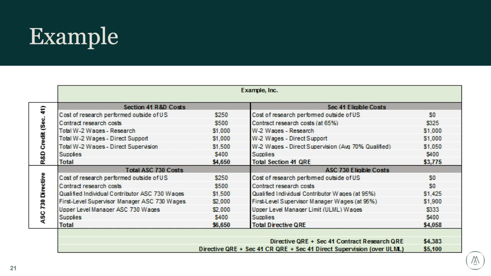I think that brings us to our next polling question. All right, our third question, true or false, applying for certification under the ASC 730 directive limits the amount of R&D credits a taxpayer can claim on the tax return. And your options are true or false.